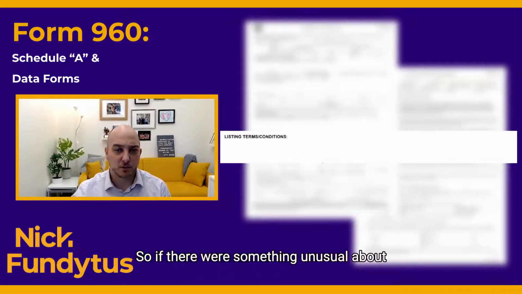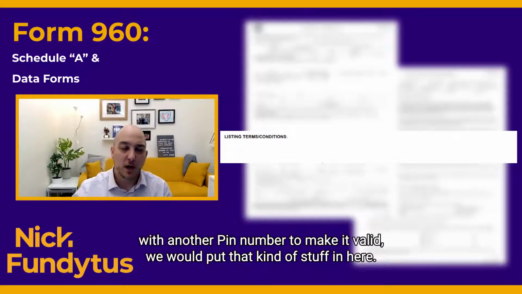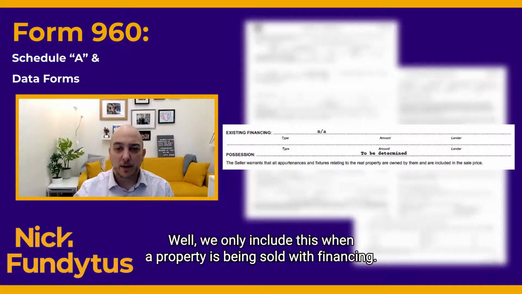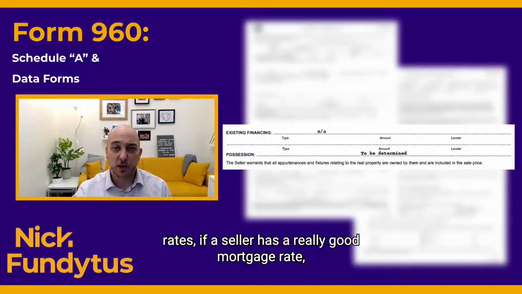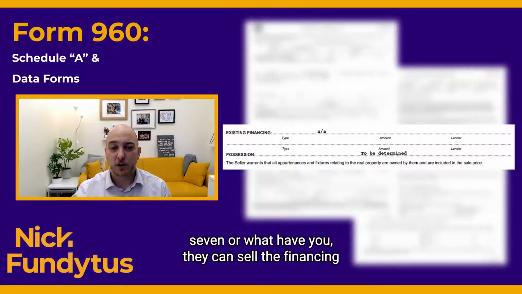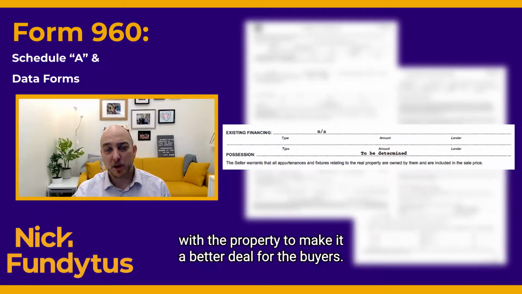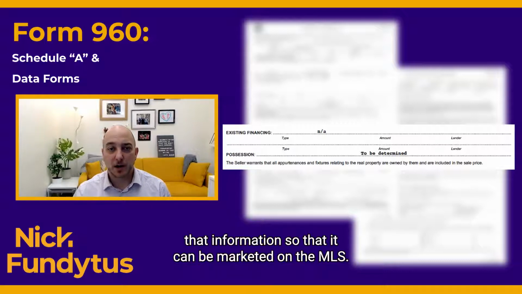Listing terms or conditions. So if there were something unusual about the sale, for example, that this listing had to be sold along with another PIN number to make it valid, we would put that kind of stuff in here. Existing financing. Well, we only include this when a property is being sold with financing. So say in times of rising interest rates, if a seller has a really good mortgage rate, so say like 2% or something, and prevailing rates are at 5 or 6 or 7 or what have you, they can sell the financing with the property to make it a better deal for the buyers. So this is where we might put that information so that it can be marketed on the MLS.